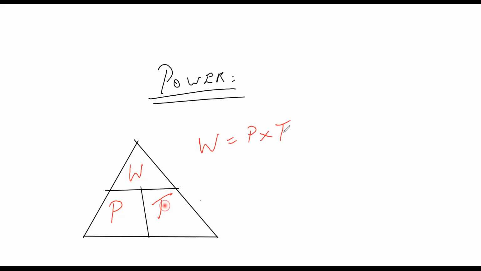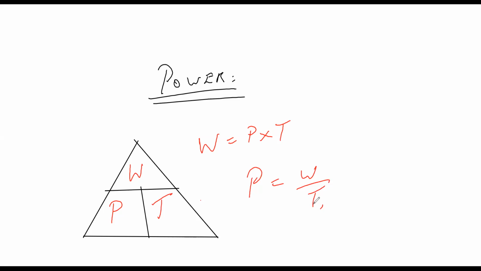So if you are able to memorize this triangle, it will help you out in the long run. You can use it for anything, literally anything. So P is equal to what? W by T. So this is nothing but work done per time taken. Correct? Work done per time taken.